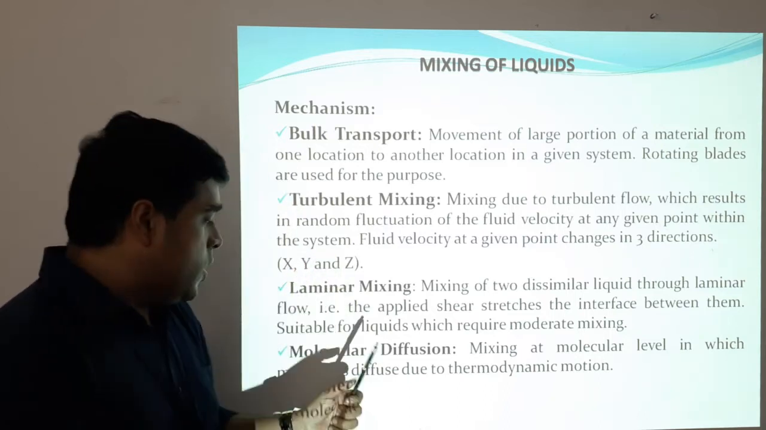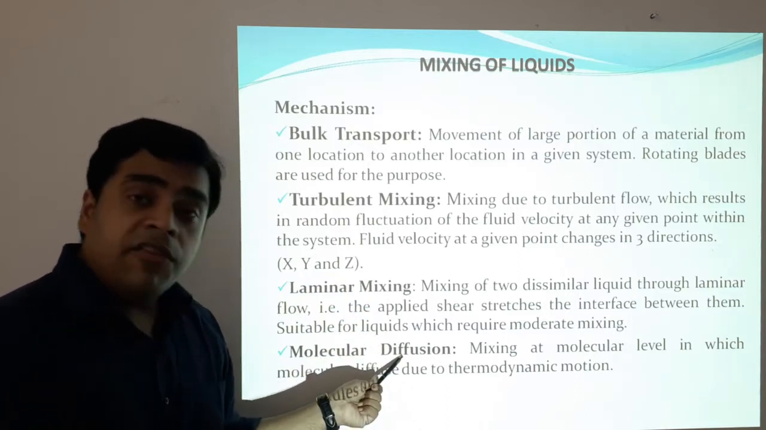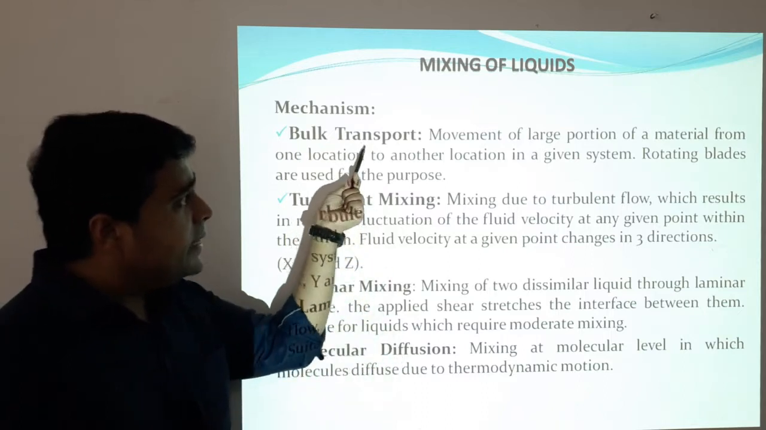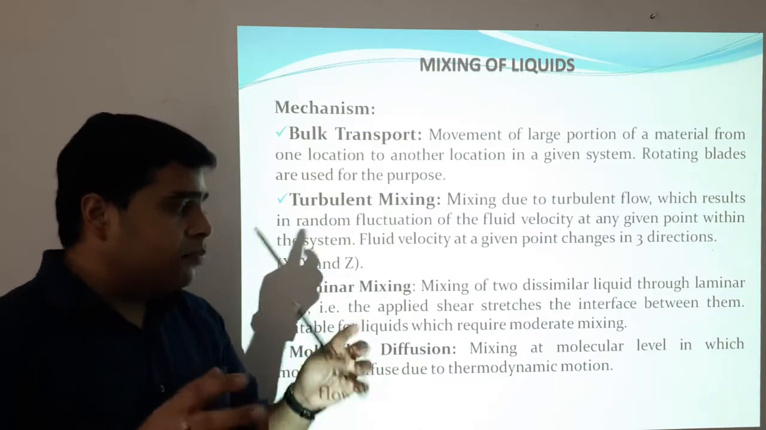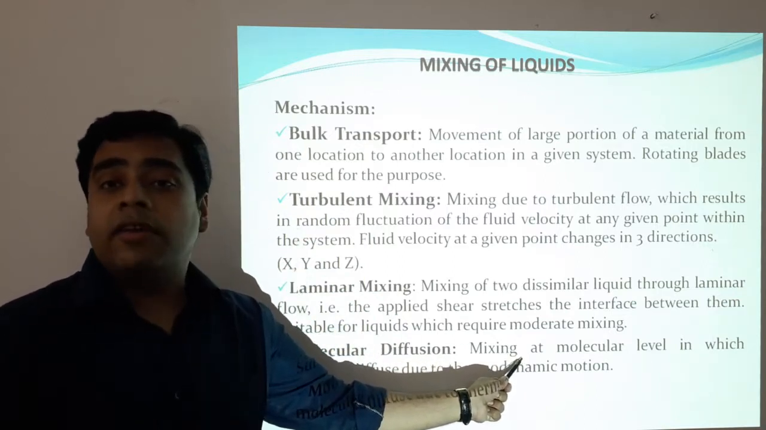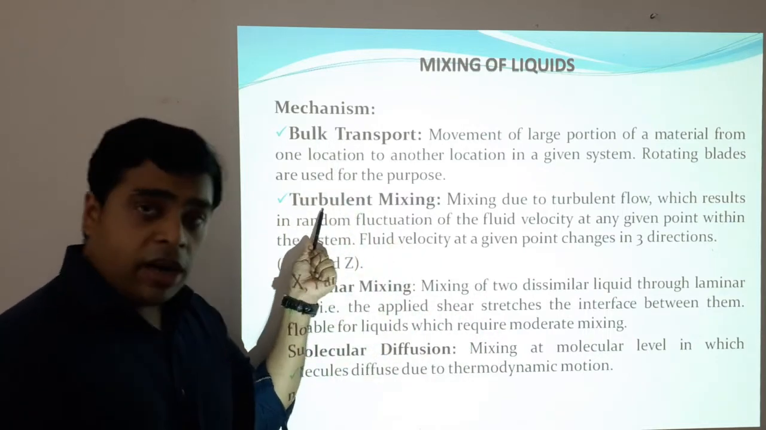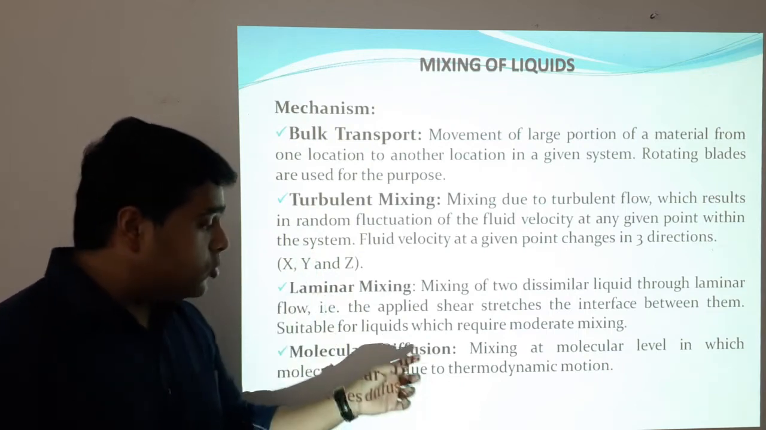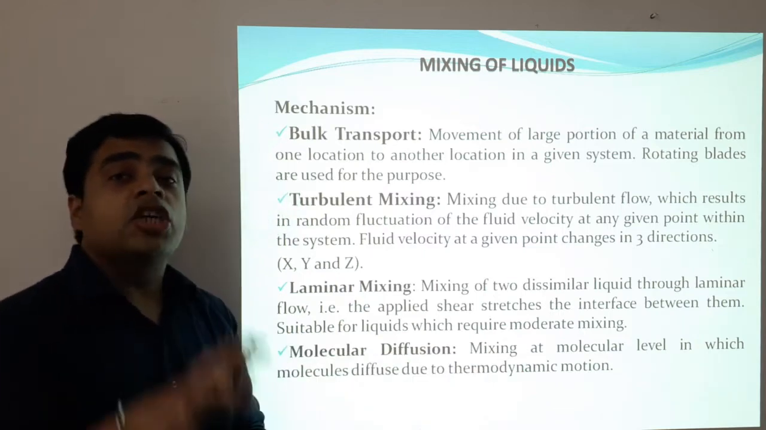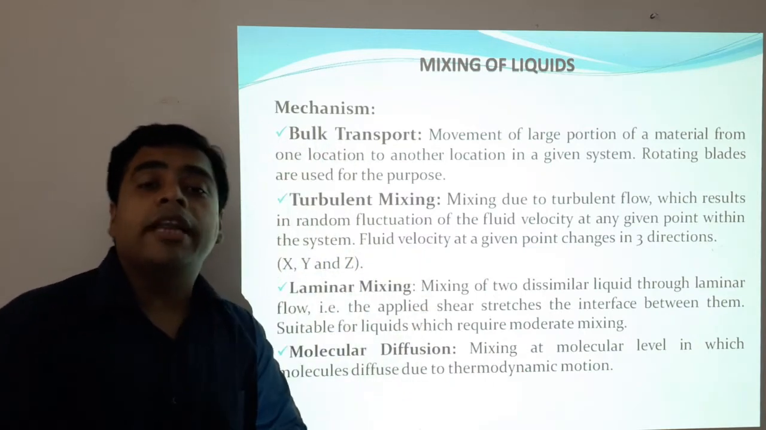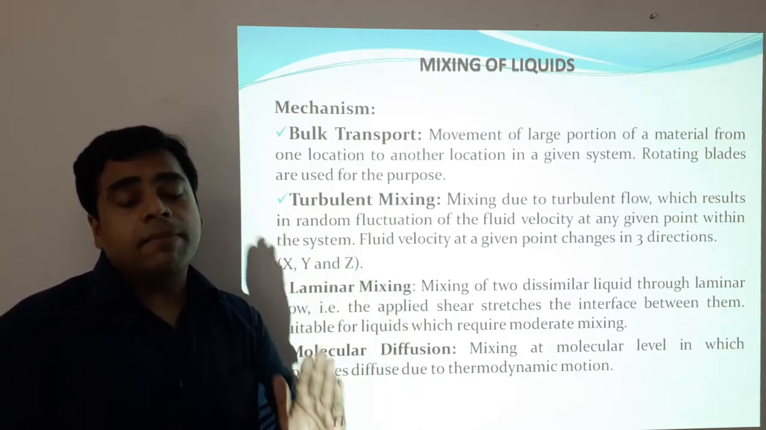Another important mechanism is molecular diffusion. Basically these are the three important types, and there is also a fourth mechanism through which mixing is done at a molecular level. Practically in mixing equipment we find bulk transport, turbulent mixing and laminar mixing, but molecular diffusion is also occurring. So it is mixing at the molecular level, in which molecules diffuse due to thermodynamic action. So these are the four basic mechanisms of mixing of liquids.